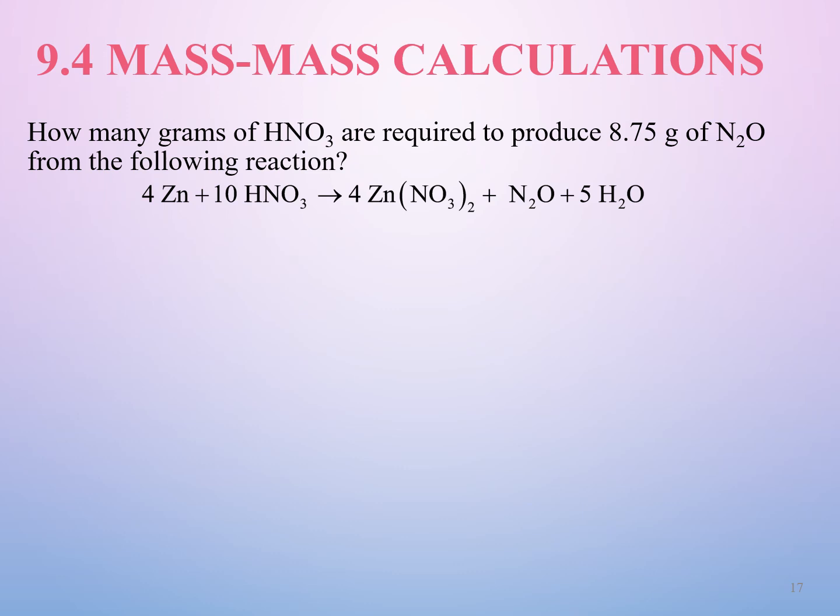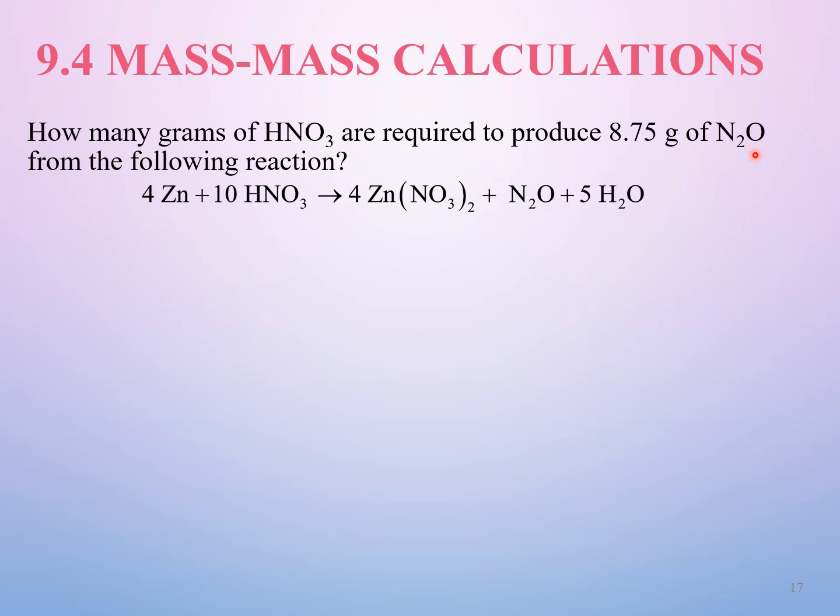Here's the next question. How many grams of HNO3, nitric acid, are required to produce 8.75 grams of N2O? So here's our balanced reaction. We have 4 zinc plus 10 nitric acid gives you 4 zinc nitrate, N2O, and 5 water. This is dinitrogen oxide, and this is just 5 water. But we really need to be concerned with the ratio between N2O and HNO3. So the ratio is 10 moles of HNO3 to 1 mole of N2O.